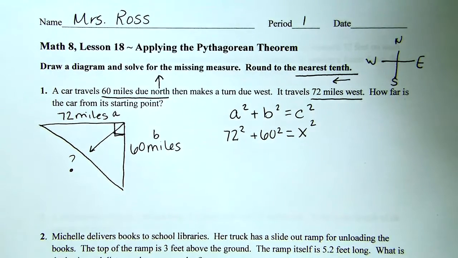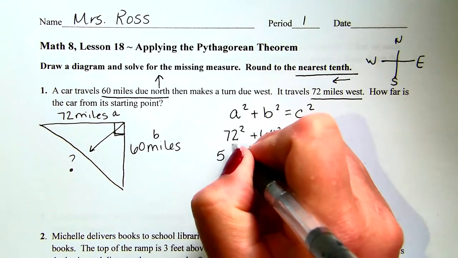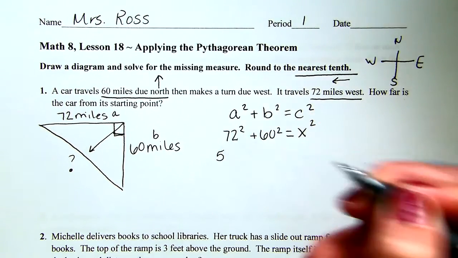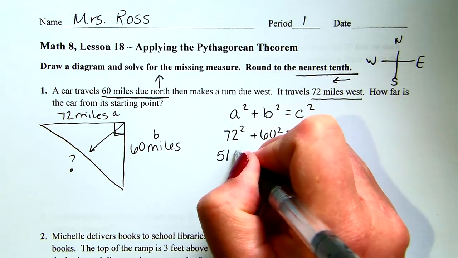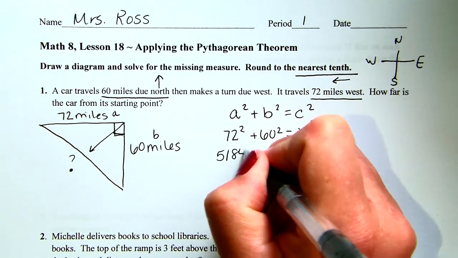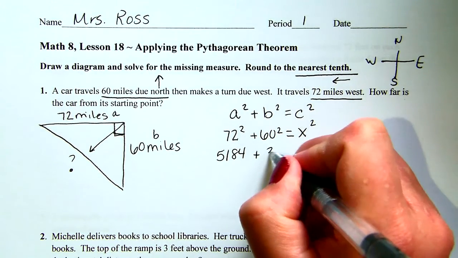Now 72 squared is 5,184, because again that's 72 times 72, not 72 times 2. So 5,184 plus 60 squared, which is 3,600, and that equals x squared.